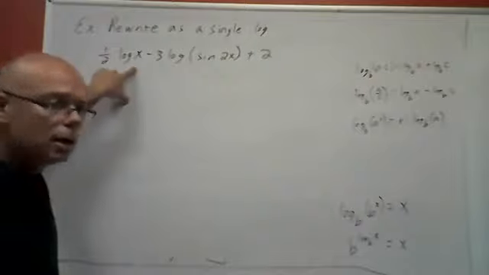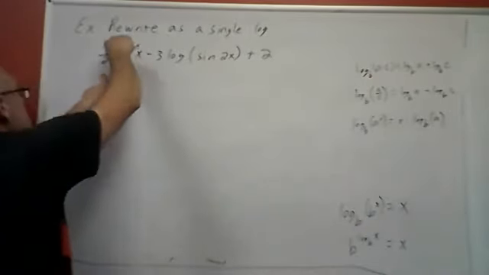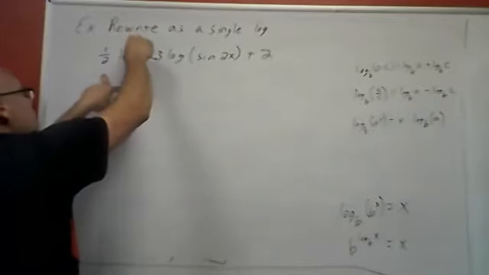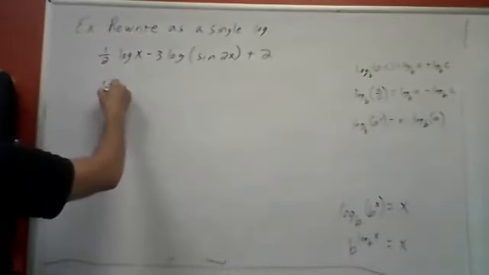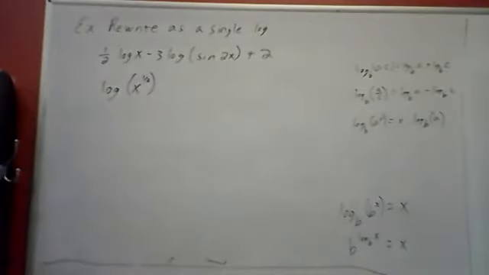Isn't it the case right here? I'm going to have some number here multiplied by that logarithm, so I could take that number and bring it to the exponent of the log. So I could do a rewrite here. I could say that's a log of x to the 1/2 like that.